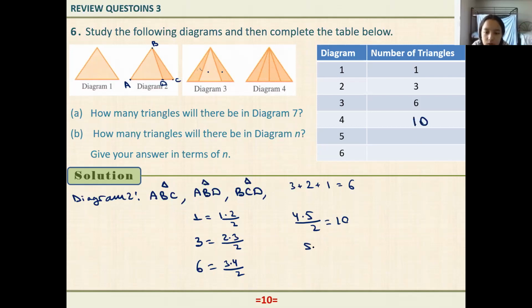Next number, 5 times 6 over 2. 30 divided by 2 is 15. So here we have 15. The next number will be, here we have 6 times 7 over 2. 42 divided by 2, 21. So this will be 21.